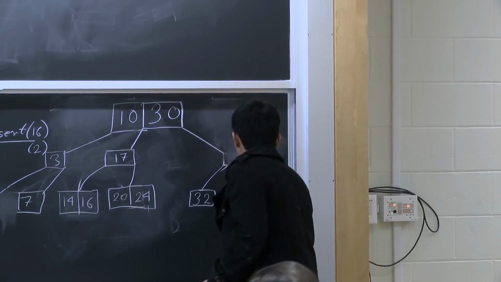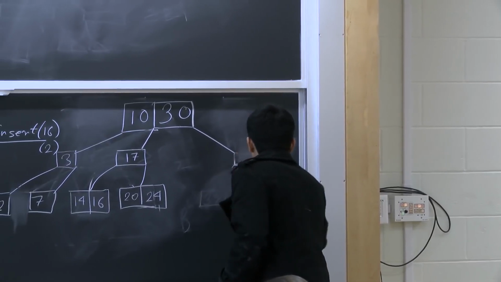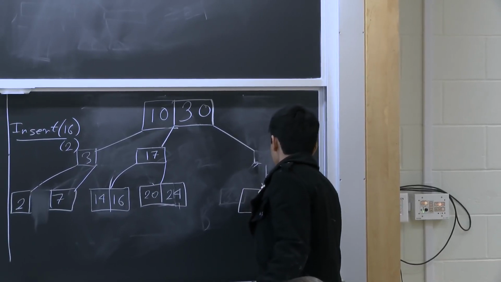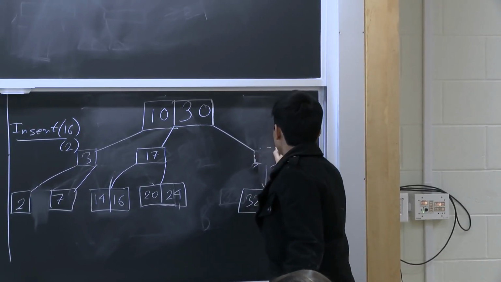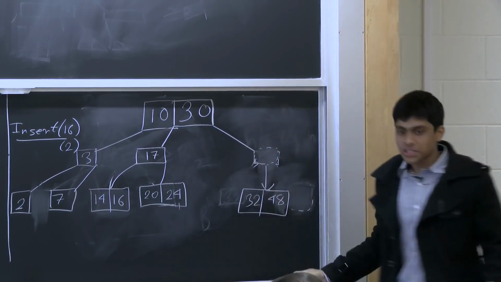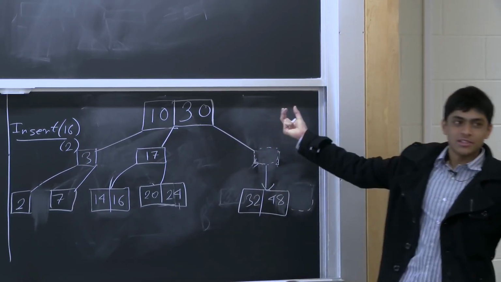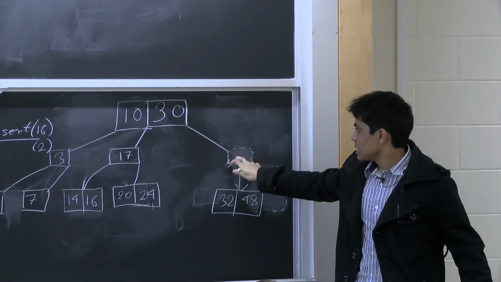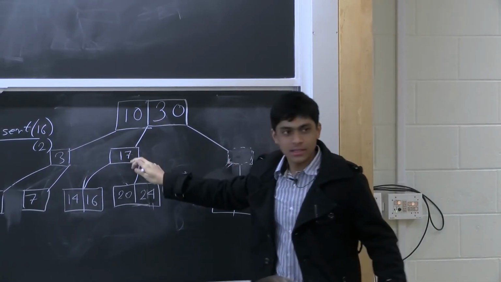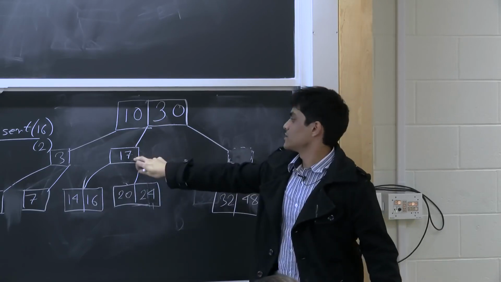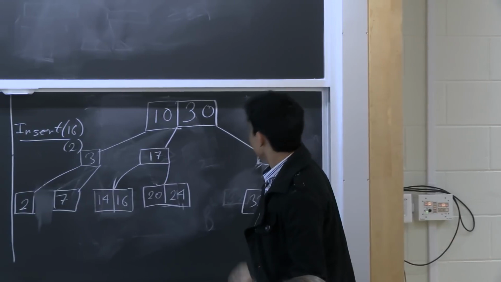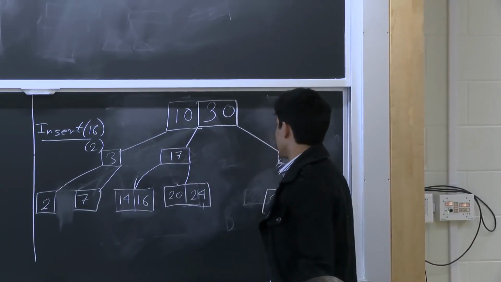So this seems weird, but this is just another empty node. You've just propagated the emptiness upwards. Now you take this empty node and you look for its siblings. Again, its sibling is barely full. So what do you do again? You bring the 30 down and you merge this.